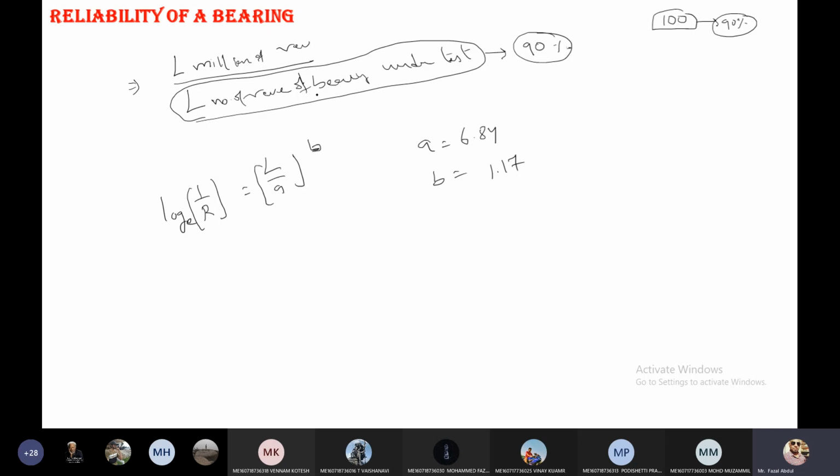Now, just now I said that under test, after conducting the test, only 90% of the bearings are going to be in safe condition for the particular fatigue limit. So for the 90% reliability, I am writing this equation: L90 by A equals log e 1 by R90, the 90% reliability, to the power 1 by B. Okay. So this is the first equation and this is the second equation.